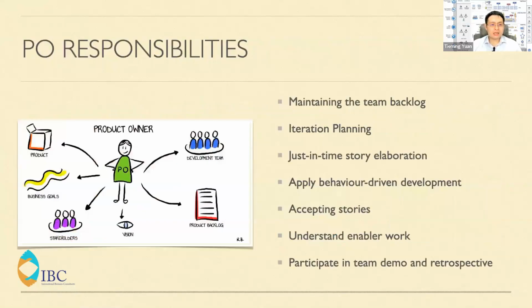So what is the product owner's responsibility? Maintaining the team backlog. That's his baby, the team backlog. Iteration planning together with the development team. Just in time story elaboration. In Agile, we use something called behavior driven development. That means we use user stories. We think from the perspective of our users.